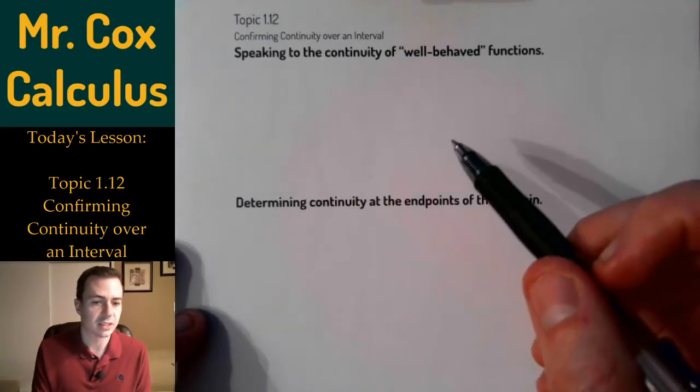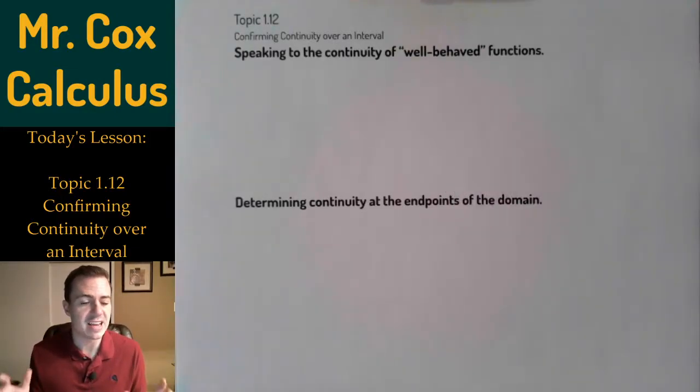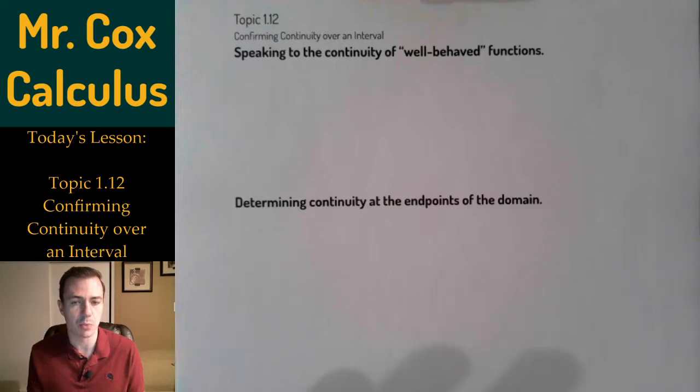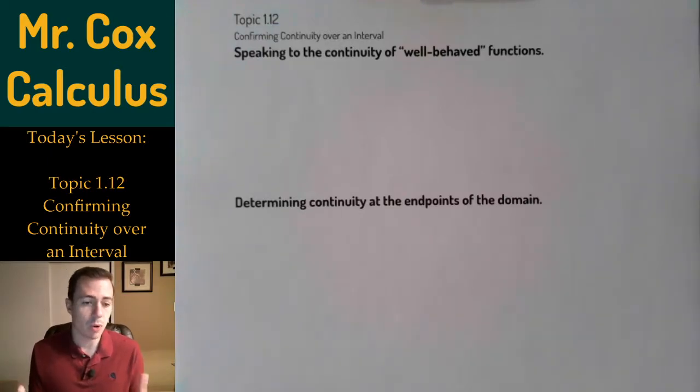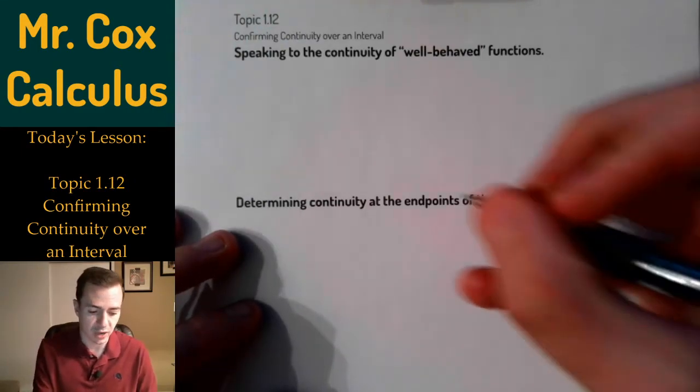In our previous lesson, we talked about defining continuity at a point and using that definition to confirm that a function was continuous at a particular point x equals c. Well, what we really want to transition into now is looking at some of our well-behaved functions from earlier and saying not just that it's continuous at a particular point, but that a function is continuous over a given interval.